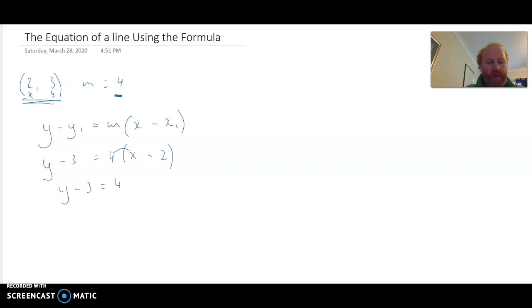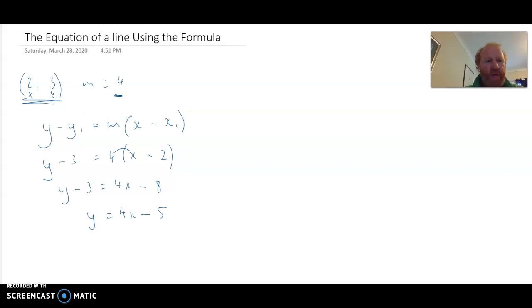And then I'm multiplying in 4x minus 8, move the 3 over the other side and I can get it in gradient intercept form. So that would be 4x, add 3 to both sides, and I've got minus 5.